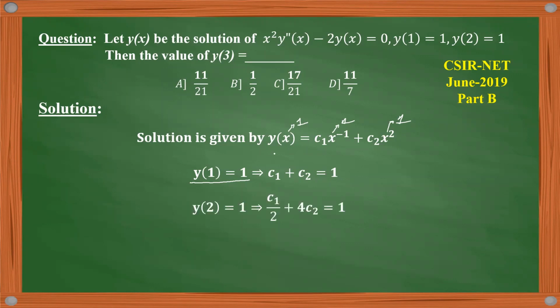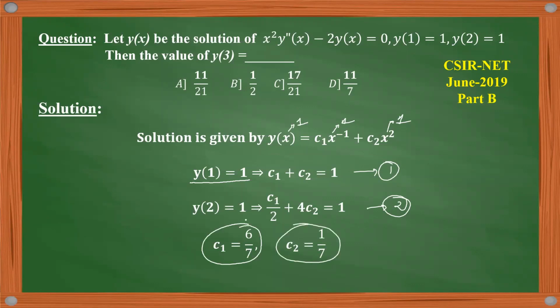Now use our second condition, that is y of 2 is equal to 1. Just place x is equal to 2 in this general solution. So we get another relation between c1 and c2. Our equation will be c1 by 2 plus 4 times c2 is equal to 1. So we have two different equations and two unknowns. We have learned so many methods to solve this in school level mathematics, and we can easily solve this. So we get c1 is equal to 6 by 7 and c2 is equal to 1 by 7.